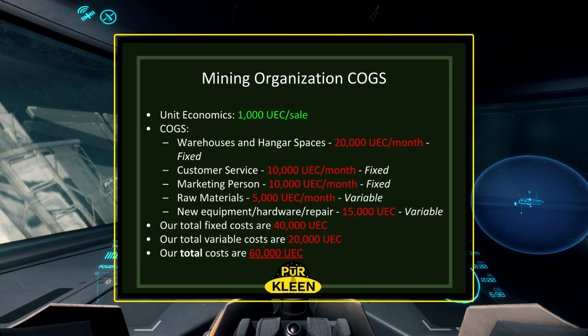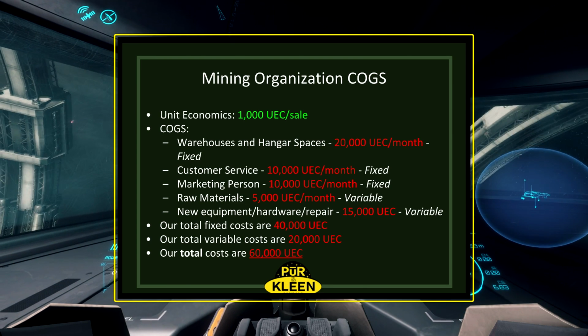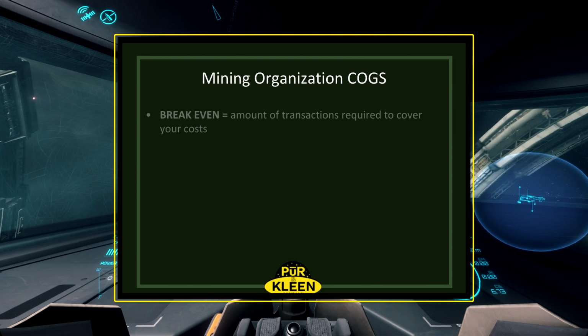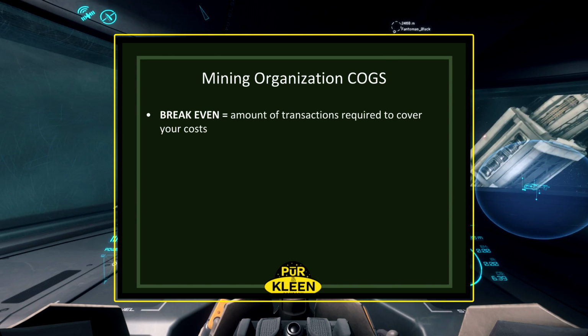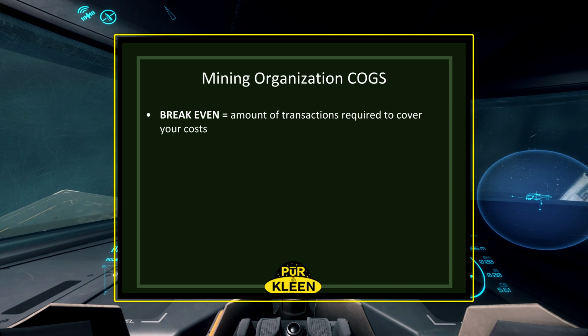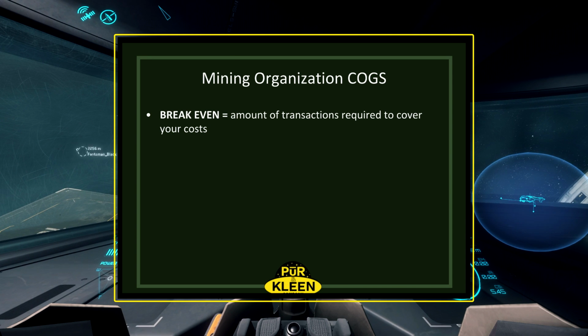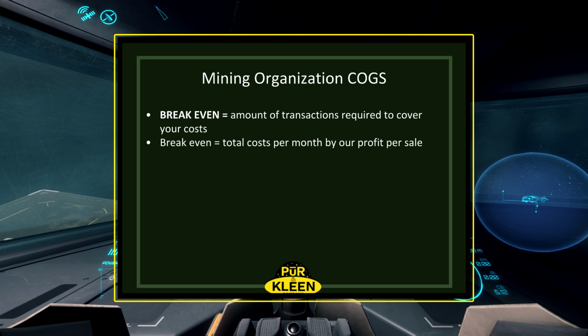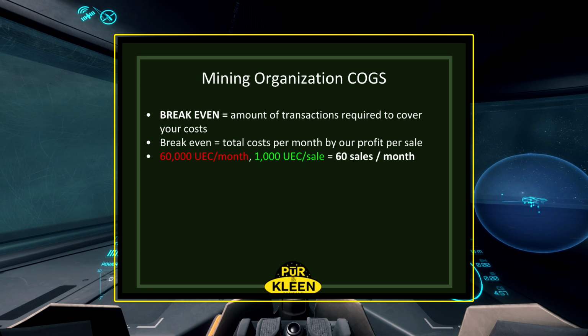Now, another thing I want to talk about is your break-even point. Break even is the point for your business where the amount of transactions cover your costs. So to calculate our break even point, we divide our total costs per month by our profit per sale. And this gives you your break even point.